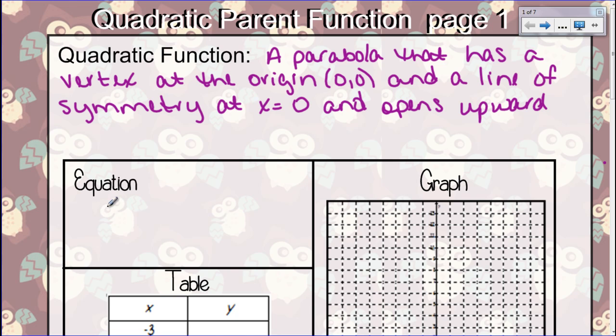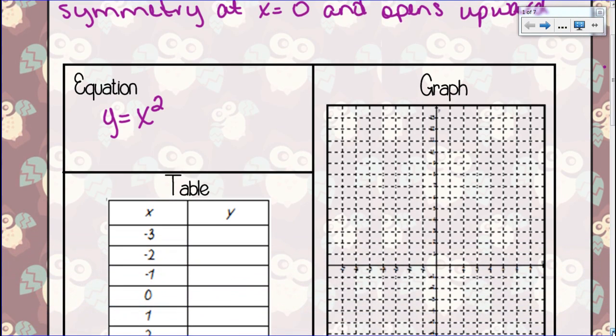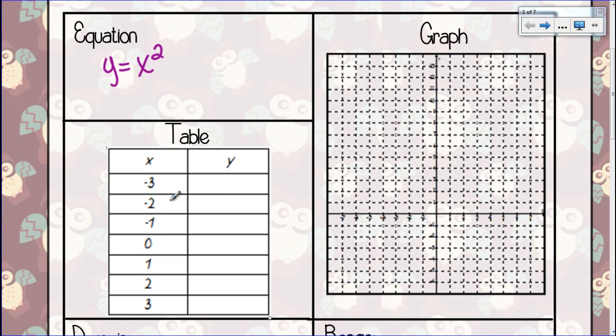The equation for the quadratic parent function, linear was y equals x, quadratic is y equals x squared. Which is why we spent so much time talking about exponents and such prior to this, because they're going to come into play. They're going to come in handy. But y equals x squared is your quadratic parent function. When we graph it, it makes that definition that we talked about.